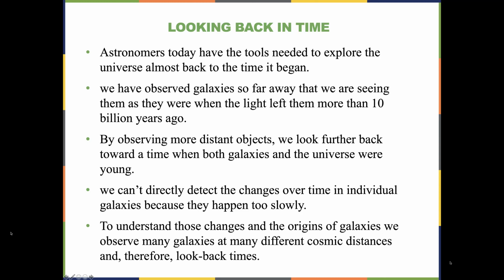So when you observe these objects, we look further back in time. The advantage is that we can see how the galaxies looked and how the universe looked when it was very young. So that is the advantage. Now, at the same time, there is a problem: we cannot directly detect the changes over time in individual galaxies because they happen too slowly.